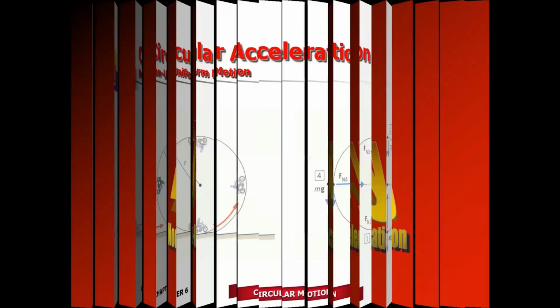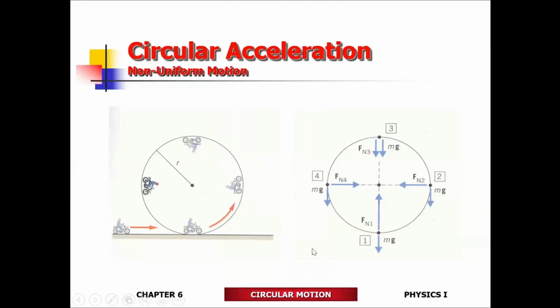Okay, non-uniform circular acceleration, which means that the speed is going to change. So in this case, you're speeding up and then slowing down and then slowing down further, speeding up. So in this sort of motion, the acceleration is not uniform. It's going to be non-uniform.